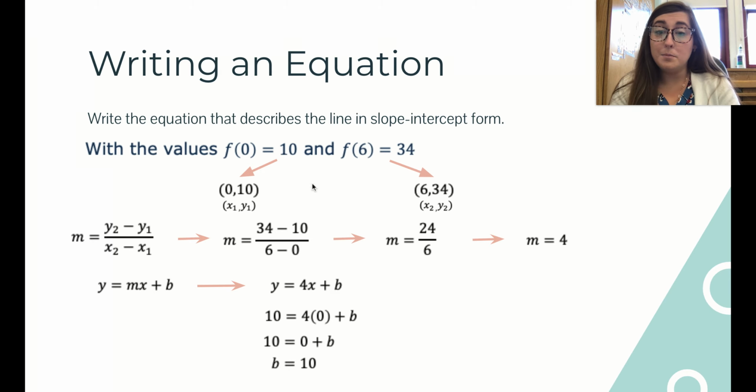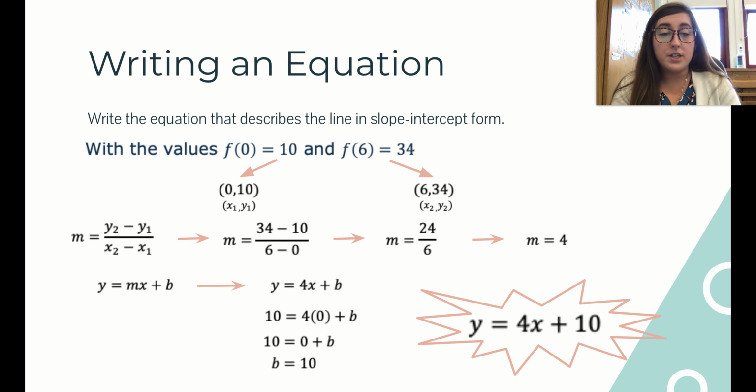Now, hint, hint, b should equal 10 because by definition of our y-intercept, it's when x is equal to 0. So from just looking at the point here, we should have known that our b value, our y-intercept, is 10. Either way, we have our equation y equals 4x plus 10, where your slope is 4 and your y-intercept is 10.